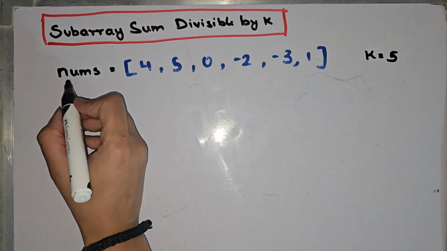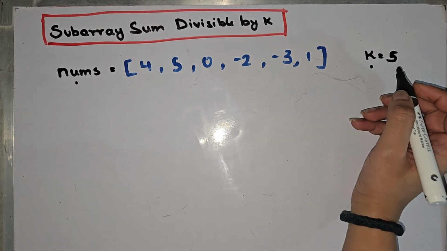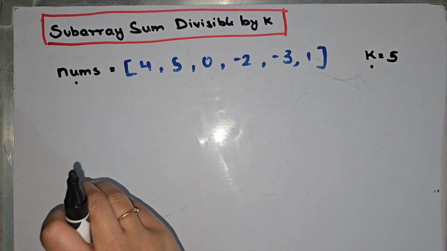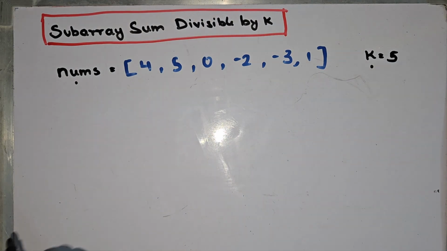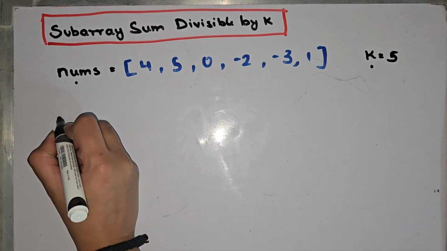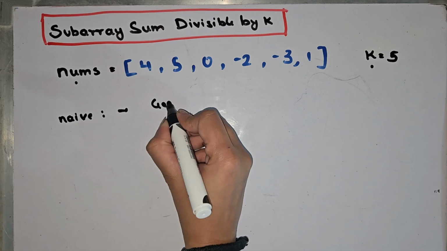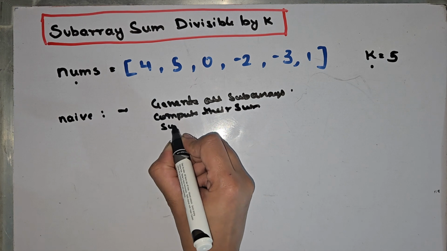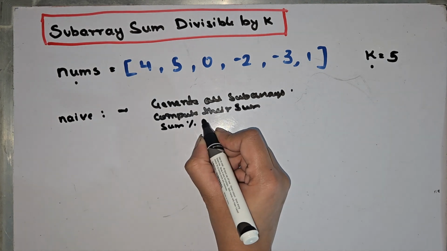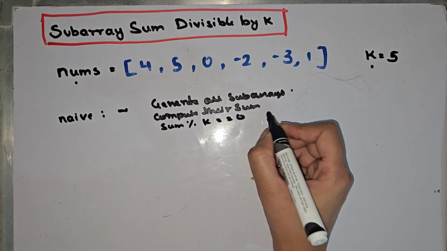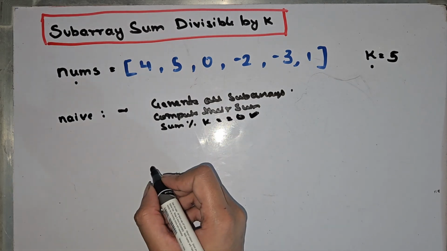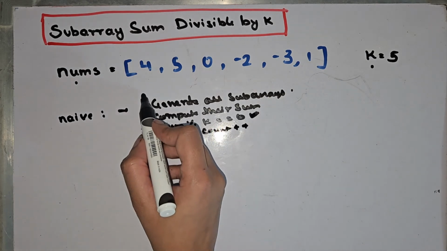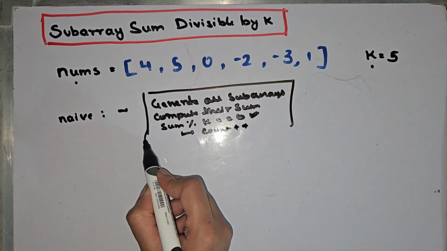In the question we are given an array nums and an integer k, and we need to find all the subarrays in this array such that the subarray sum is divisible by k. The most naive solution that we can think of is to generate all subarrays, compute their sum, and check if the sum modulus k is equal to 0. In that case, we will count it. If this is a yes, we will do a count plus plus. This is the naive solution that we can think of.